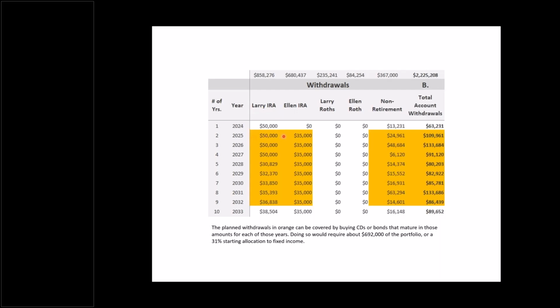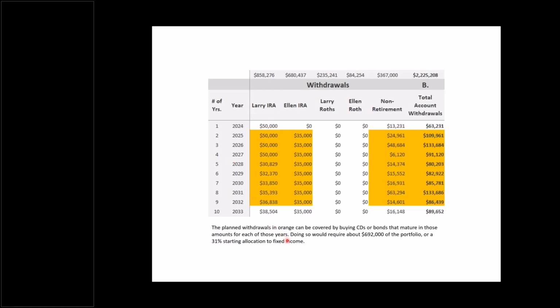So if we look at the items highlighted in orange for Larry and Ellen, these are the withdrawals they would take by account level. So there are certain cash flows coming from Larry's account, certain cash flows coming from Ellen's account, and certain cash flows coming from their joint brokerage account. Now, if we were to buy bonds or CDs, fixed, stable types of investments that are going to mature each year to meet these cash flows, then that would take up about $692,000 of their $2.2 million portfolio. Or it would result in about a 31% starting allocation to fixed income.